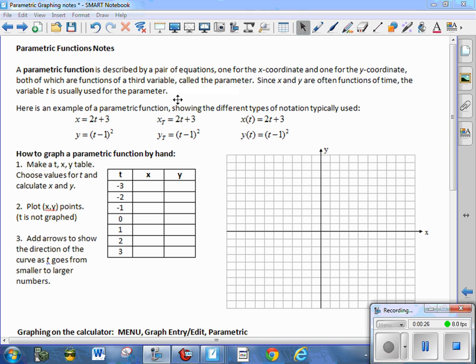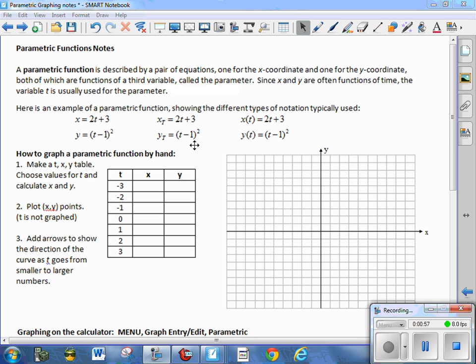These graphs are particularly useful for talking about how position changes as a function of time. So we'll look at some examples of that tomorrow. These all represent a parametric function, a pair of equations. The only difference in the second two is just the notation. Instead of just saying x and y, this is x sub t, y sub t, or x of t, y of t. So we're saying that x and y are both functions of t.